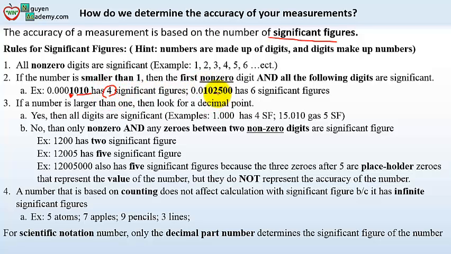Over here, we have this is the first one, followed by 5 numbers. So that's why we have 6 significant figures.